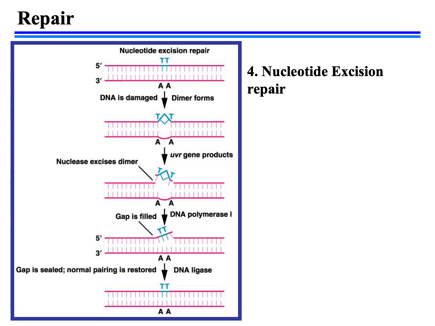So as you can see where the thymine-thymine dimer is formed right at the center of the slide, there's a cut made on either side, and that piece that has the thymine-thymine dimer is removed. Now there is a gap in DNA sequence that can then be filled in with DNA polymerase I and the final covalent linkage sealed up with DNA ligase.